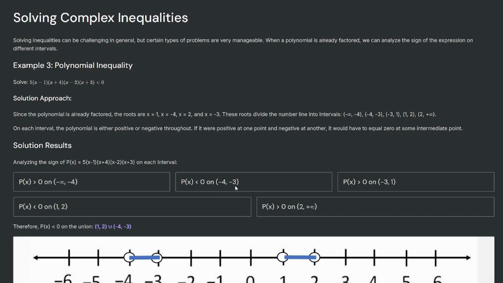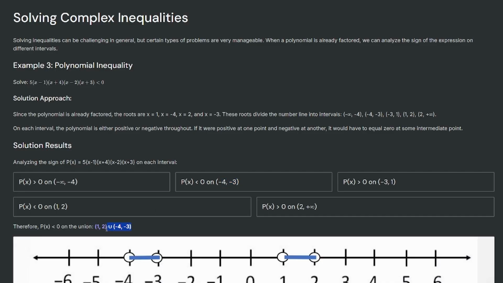You can simply take minus 3.5 and put the value in this inequality, and you will always get less than 0, meaning a negative number. So I have already done it. Our solution, what the question is asking for, is less than 0, which means negative. Which intervals give negative? Basically this one and this one. So we write it as (1, 2) union (-4, -3).